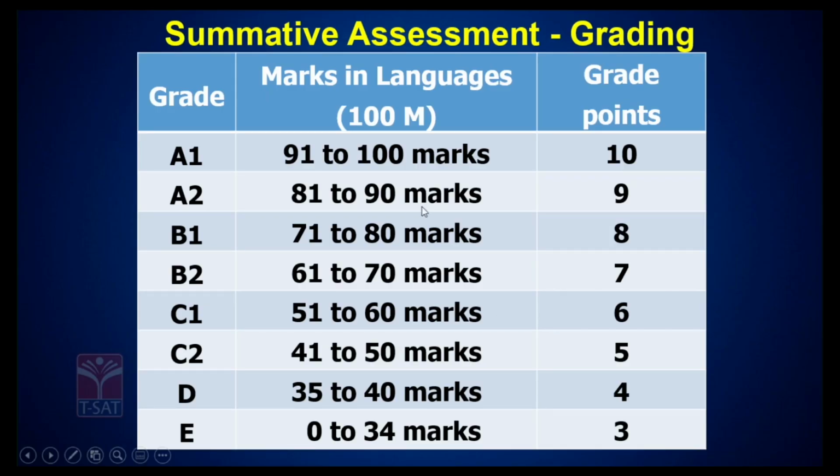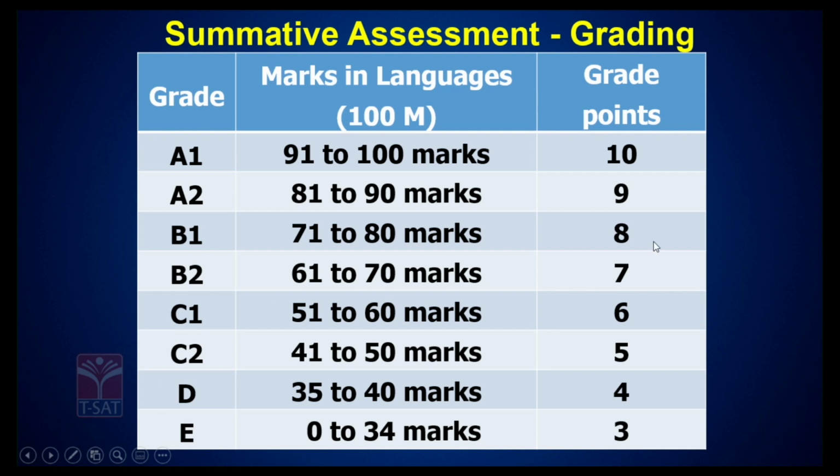So, if a child scores marks between 91 and 100, he will get A1, and if he scores between 81 and 90, he will get A2, and if the child scores between 71 and 80, it will be B1, from 61 to 70 B2, from 51 to 60 C1, 41 to 50 C2, between 35 and 40 D, and below 34 is E or fail.